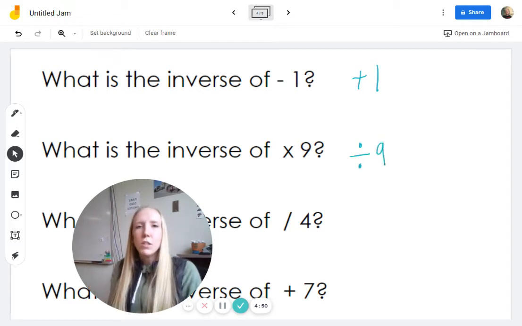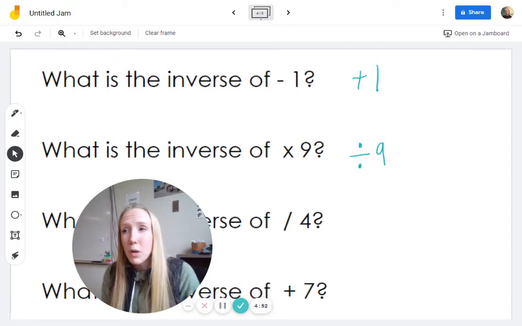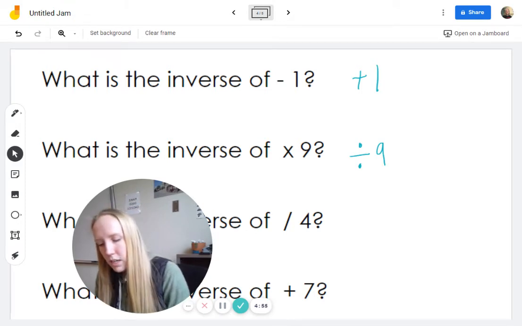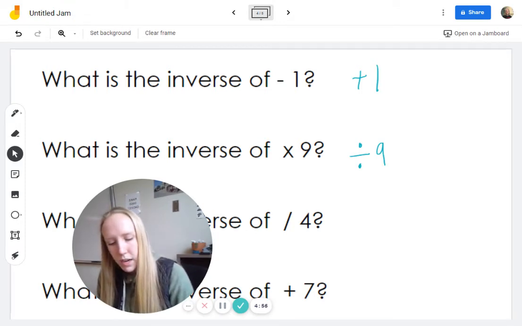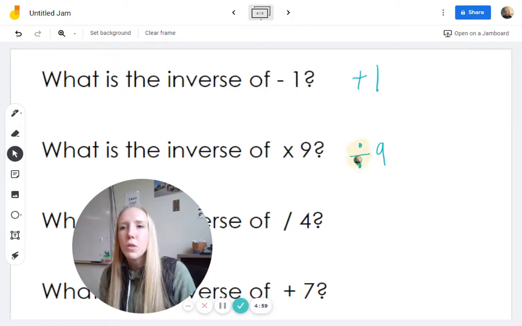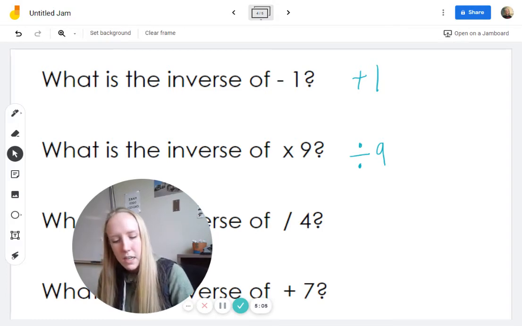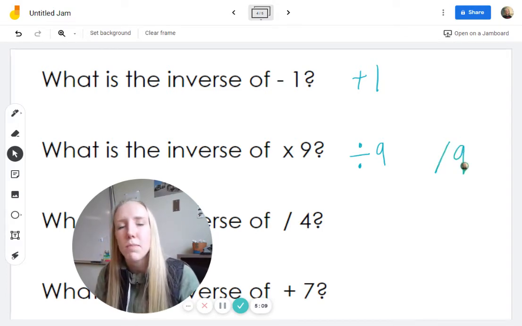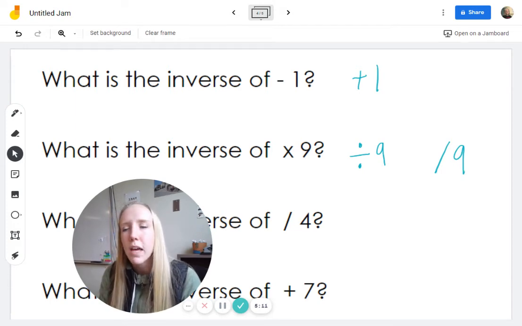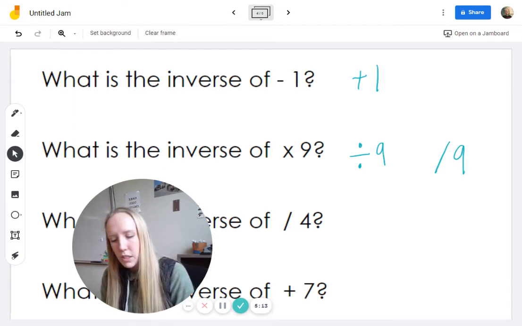There's something important to know: we're in algebra, and a lot of times we are not going to use this symbol for divide. Sometimes the way that you're going to see division is like this. In fact, I'm going to use it like this probably for most of the lessons. Divide by 9. Those two things say the same thing. They both say divide by 9. So the inverse of times 9 is divide by 9.